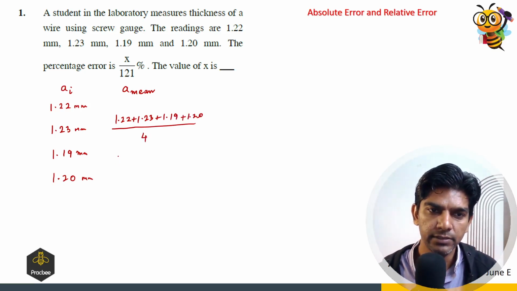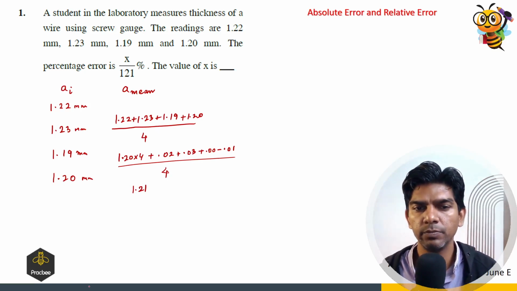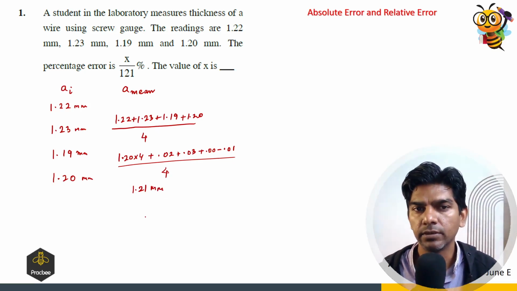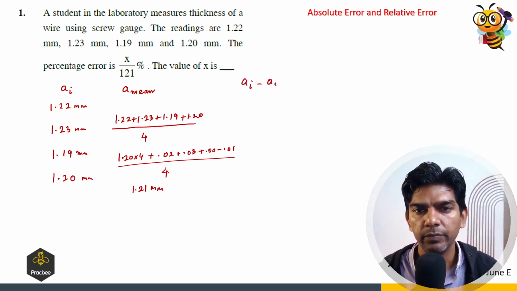Or I can write this as 1.20 times 4 plus 0.02 plus 0.03 plus 0.00 minus 0.01, divided by 4. So that will be 1.21. When we simplify this, we will get 1.21 millimeter. So that is the mean. Now you have to find the deviation of individual observation from the mean, so A_i minus A mean.